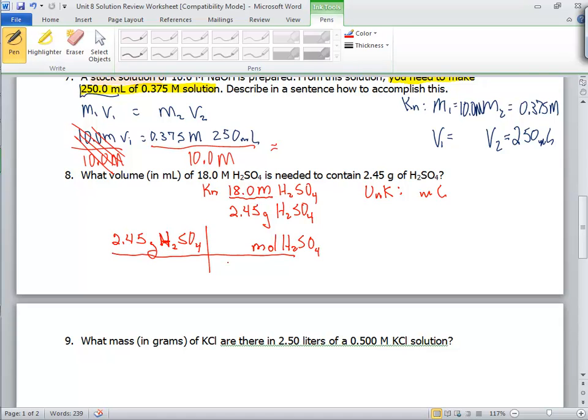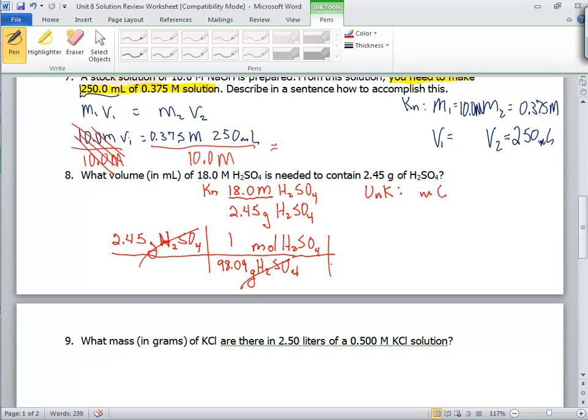and I can do that pretty easily. 1 mole of H2SO4 is how many grams of H2SO4? I can get out my calculator or get out my periodic table and calculate this. It's 98.09. That's the mass of 2 hydrogens, 1 sulfur, and 4 oxygens. And what that has done is made these units cancel.